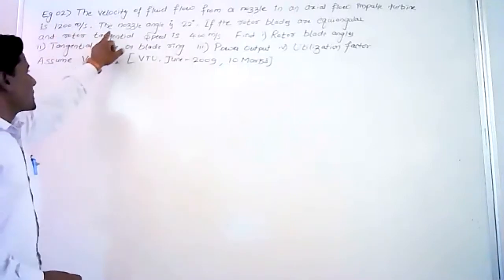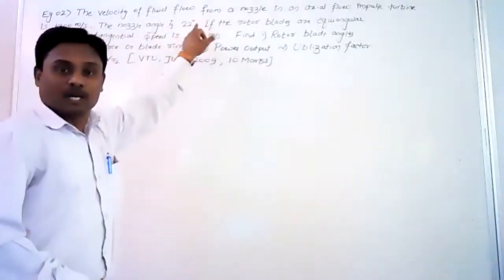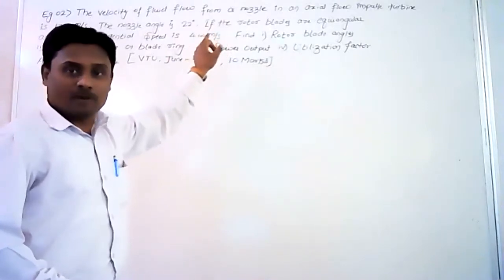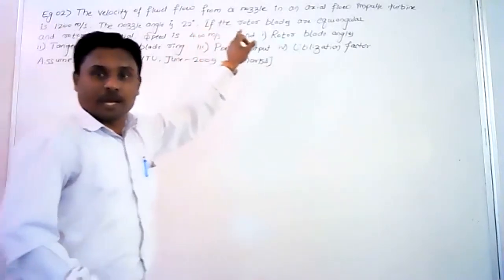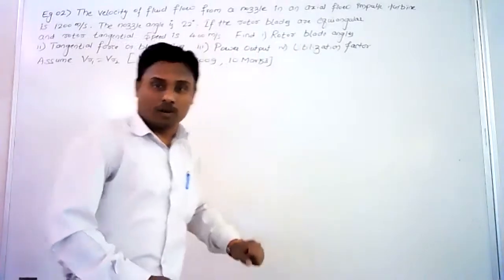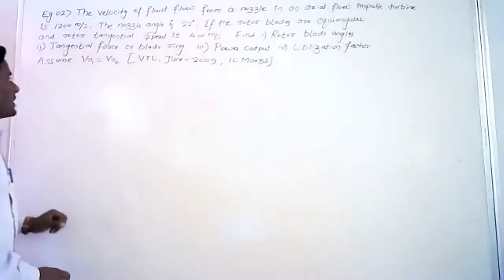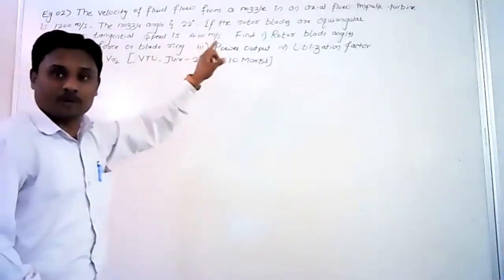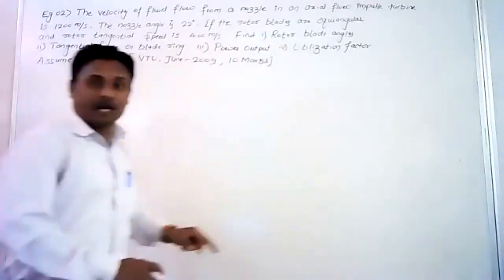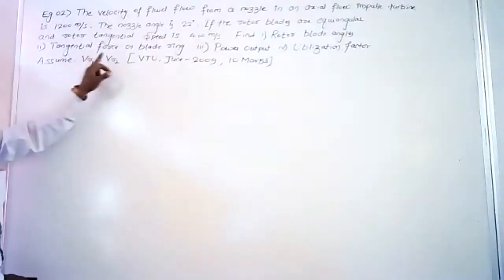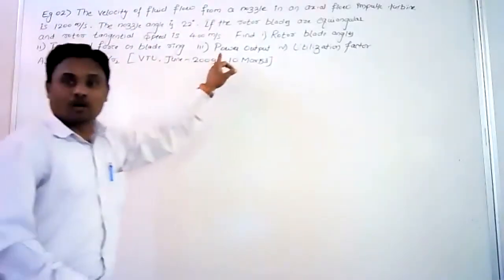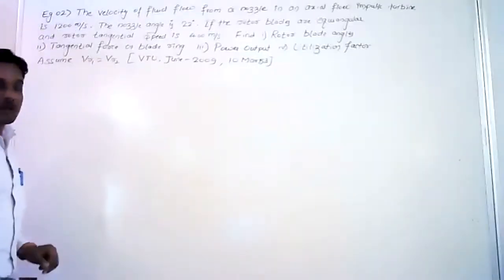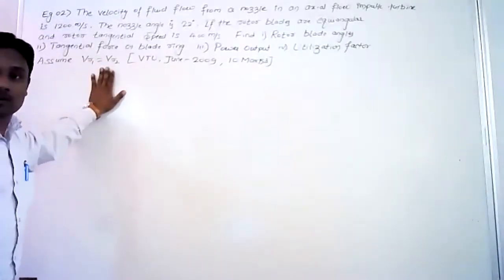So V1 is 1200 meter per second. The nozzle angle is 22 degrees. The nozzle angle is represented by alpha 1, that is 22 degrees. If the rotor blades are equiangular, and the rotor tangential speed is 400 meter per second, find the rotor blade angles, the tangential force on the blade ring, third bit power output, and fourth bit is utilization factor. So we have to assume VR1 equals VR2.